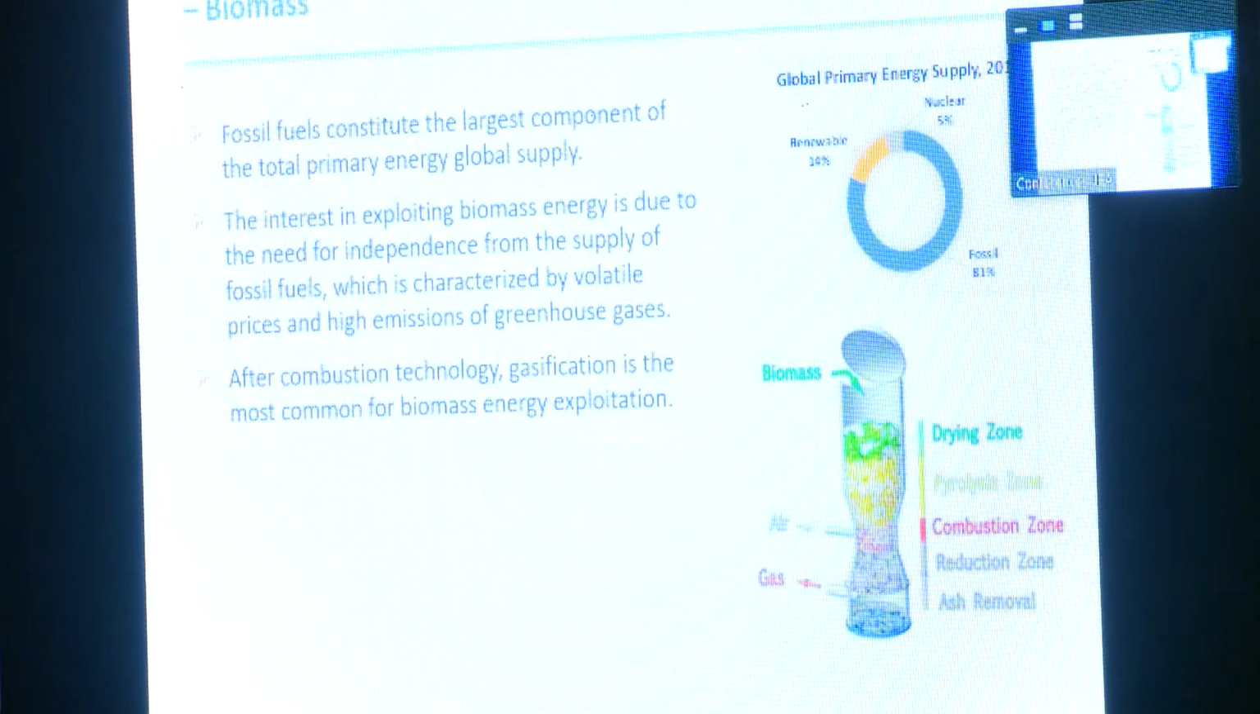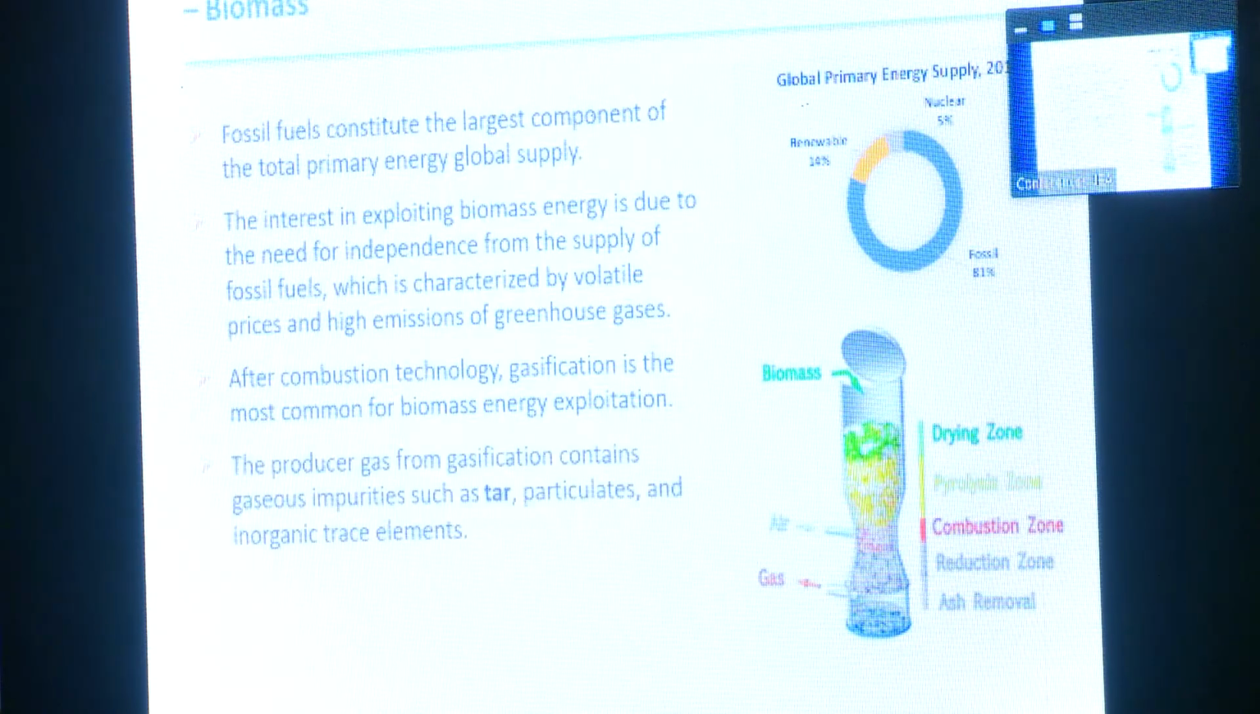Now, gasification is partial combustion of biomass. The idea here is you produce a gas that has a heating value, and then this gas can be converted into electricity, fuel, chemicals, etc. So this technology still needs some more research. However, this gas that is produced has some drawbacks. Most importantly are tars, which I will talk about a little bit later, particulates, and inorganic trace elements.